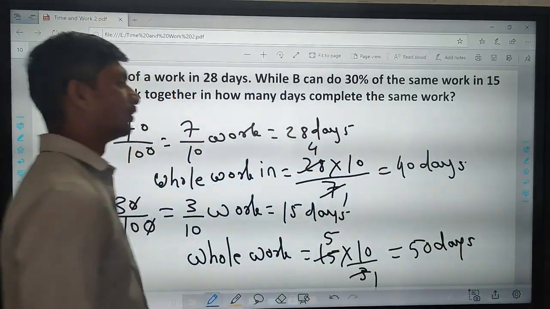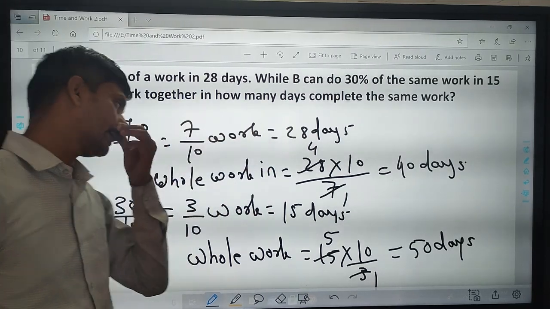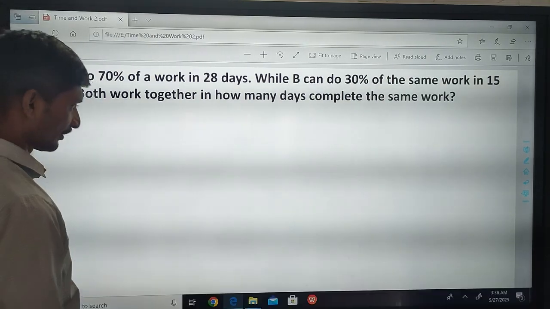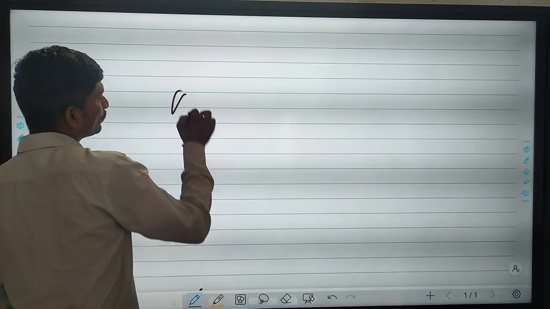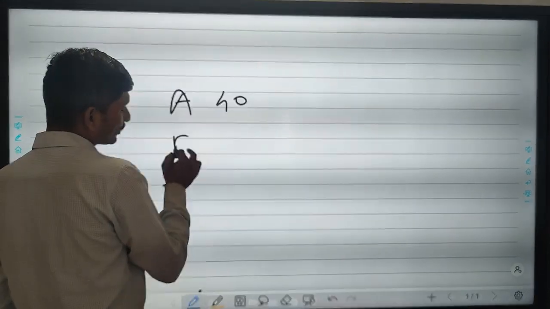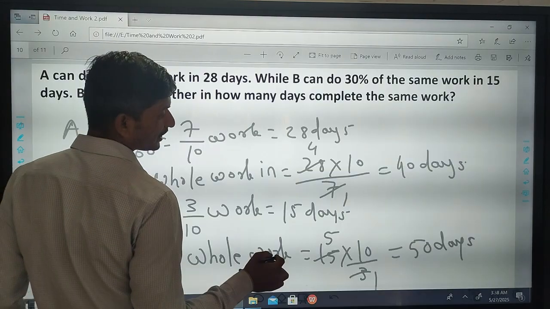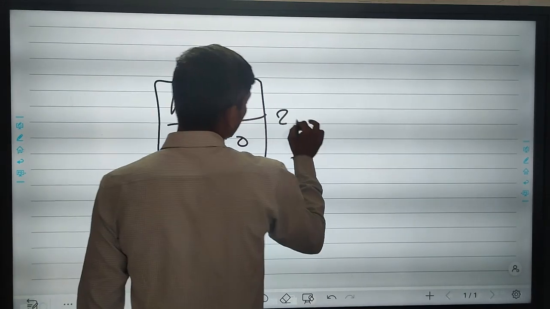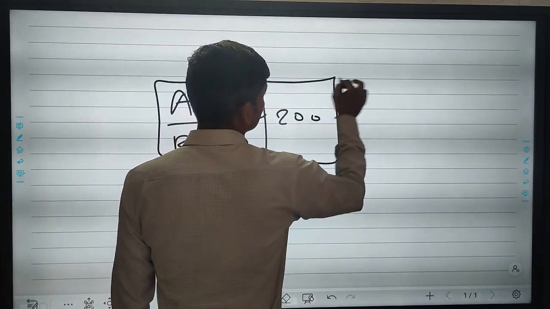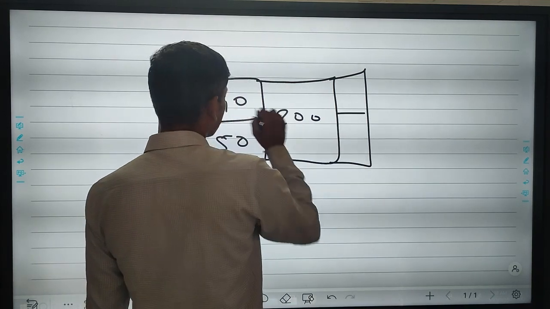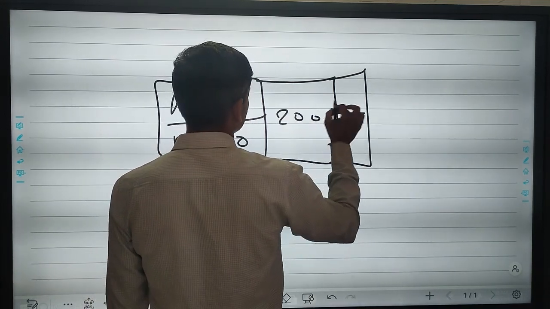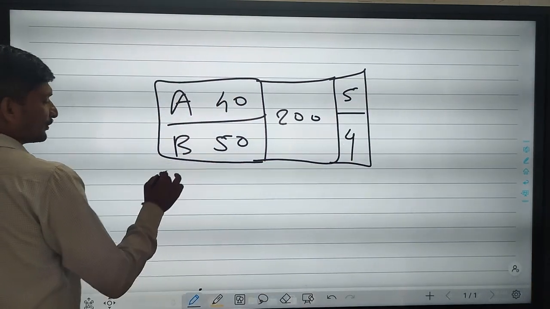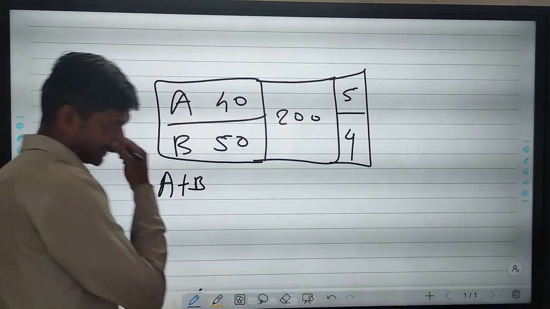A completes the whole work in 40 days, B completes the whole work in 50 days. Now we solve. Here we find the LCM of these two, that is 200. 200 divided by 40 is 5, and 200 divided by 50 is 4.